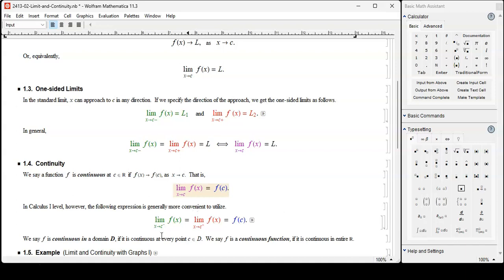And then whether it is approaching c from the left-hand side, as highlighted in green, or from the right-hand side, as highlighted in red, they can be different. Sometimes they are the same. And then when they're the same, we use this limit without the plus-minus expression. So pay attention to these expressions.